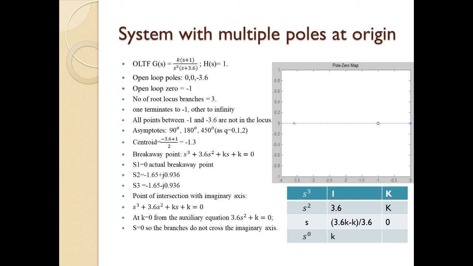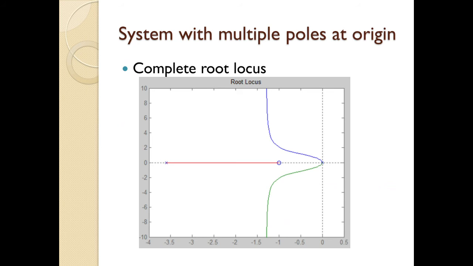The auxiliary equation 3.6 s square plus K equal to 0 gives the solution s equal to 0, which means that the root locus branches will not cross the imaginary axis. So this is the complete root locus of the given system, where there are two poles at the origin. These are multiple poles, and another pole is located at minus 3.6, and the zero is located at minus 1.